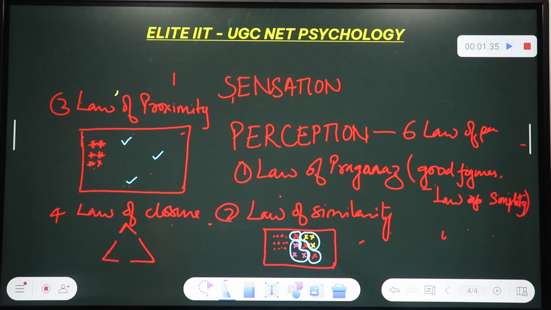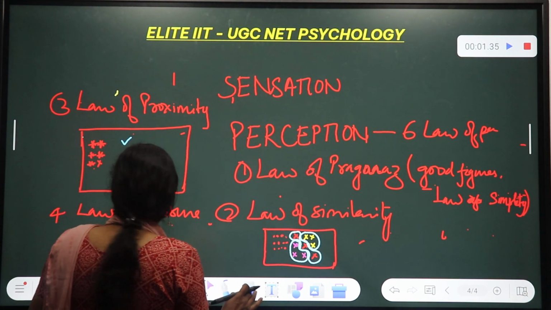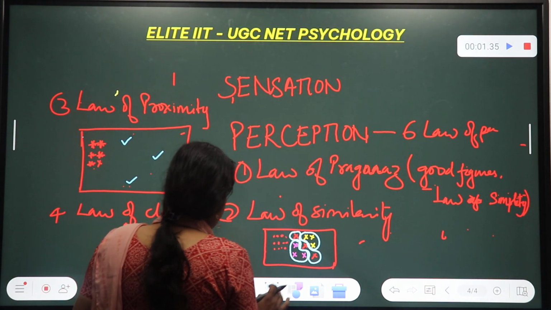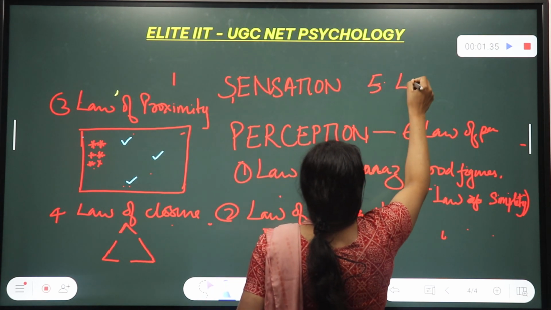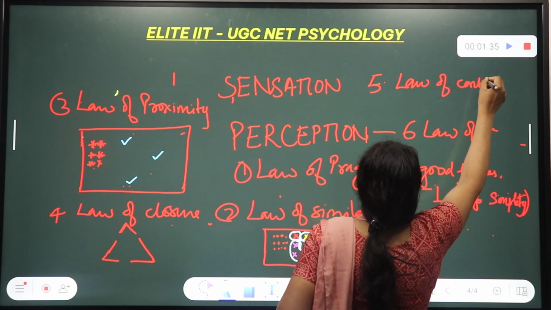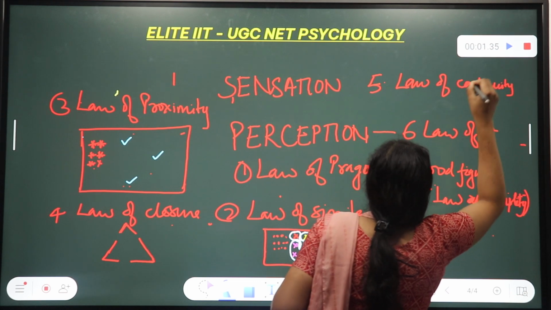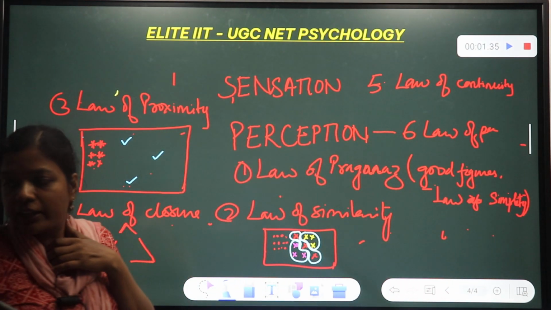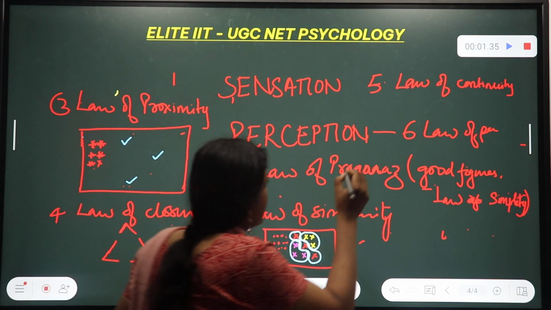Next is the law of continuity, or good continuance. Fifth is the law of continuity. Under the law of continuity, we see that when things are continuous, we try to make sense of it. You must have seen something like this.